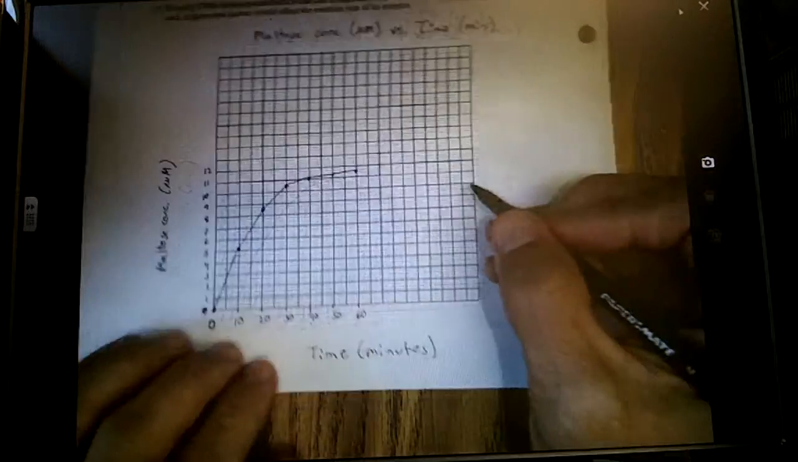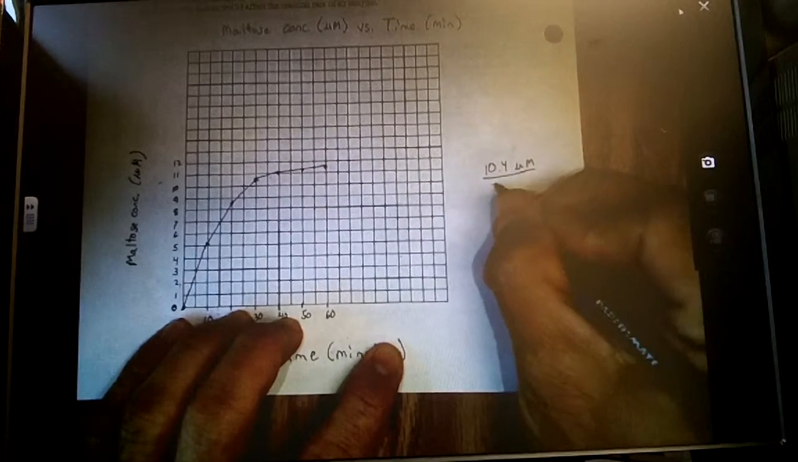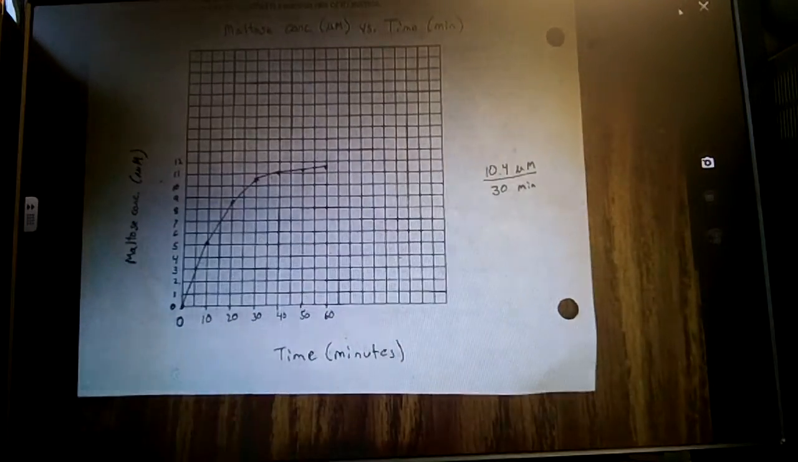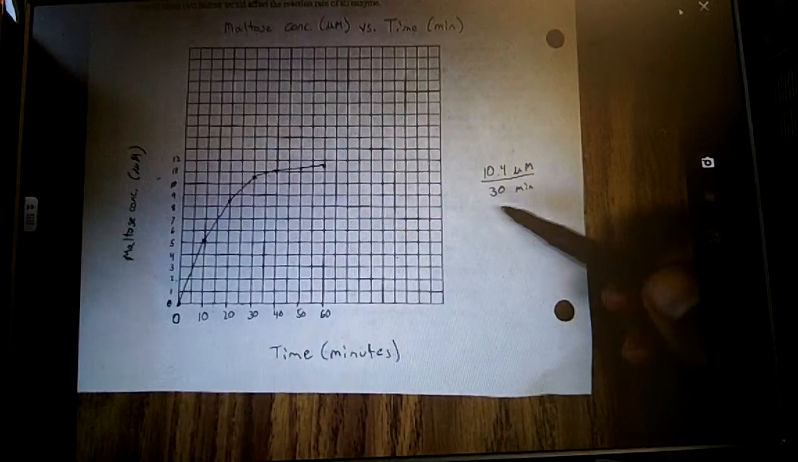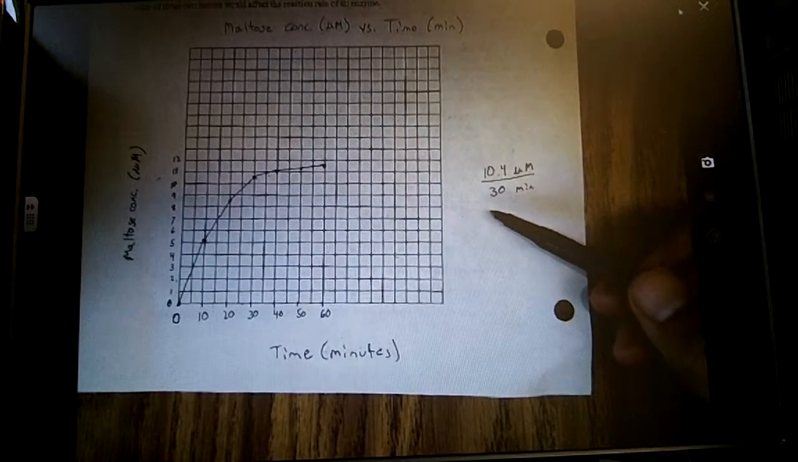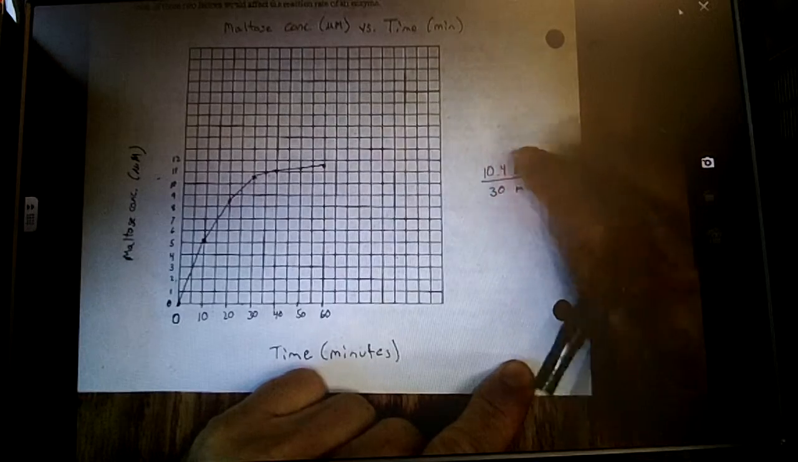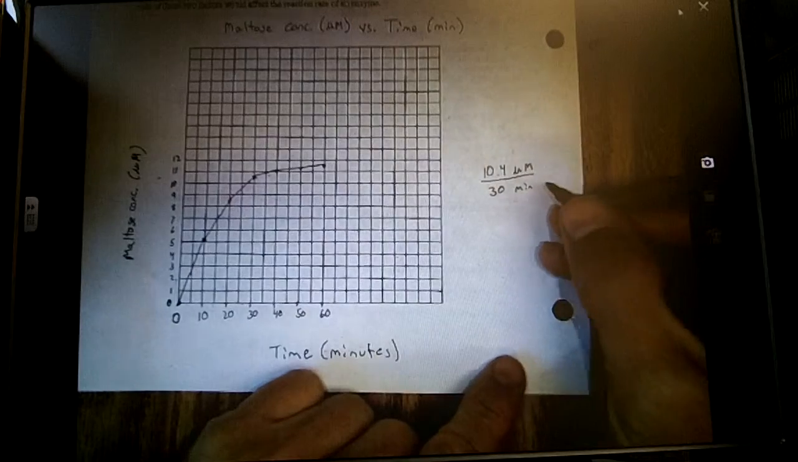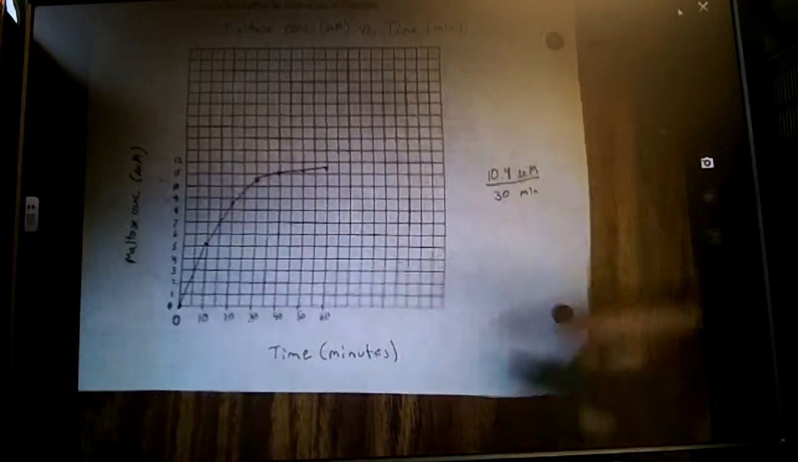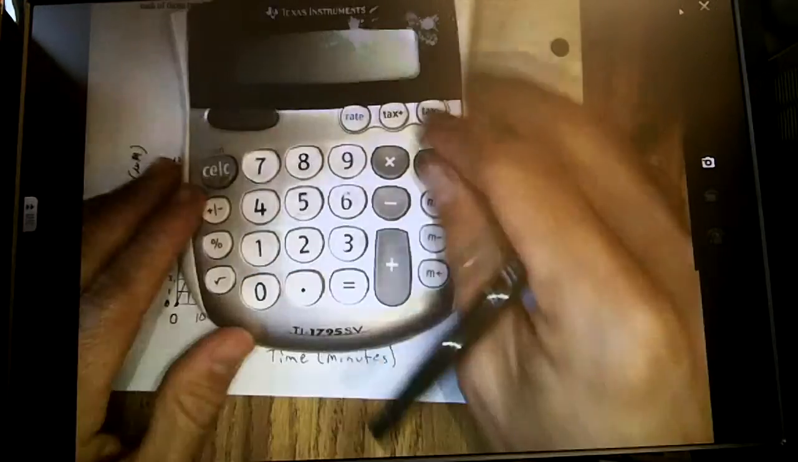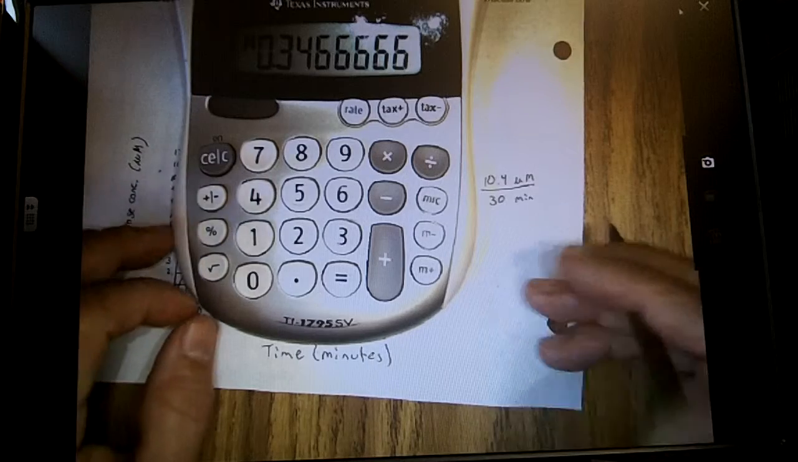So if I did quick math here, I'll just do it on the side. 10.4 micromoles, you got to put the units, over 30 minutes. And now I could use my calculator, if I had one, to calculate out 10.4 divided by 30. But I know that that's about 1/3, don't I? Because I'm a freaking genius. 10 over 30 is like 1/3. It's a little more than 1/3 because it's 10.4 over 30. But if I do it on my calculator, I'm looking for a number about 0.33. Here's calculator. 10.4 over 30 equals 0.3466. So that's about what I was looking for.